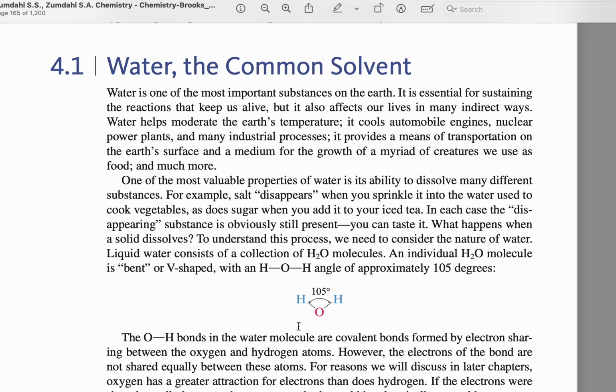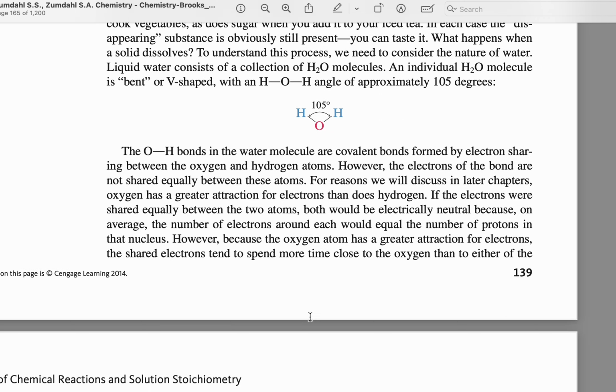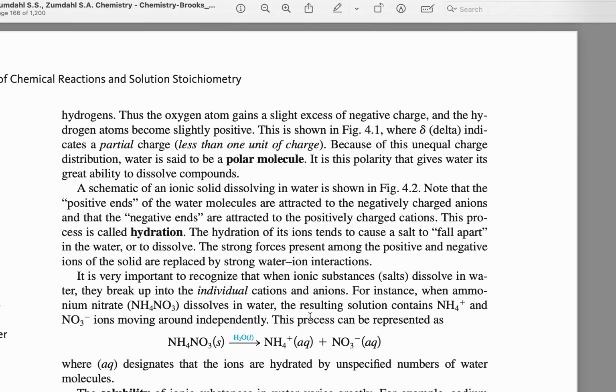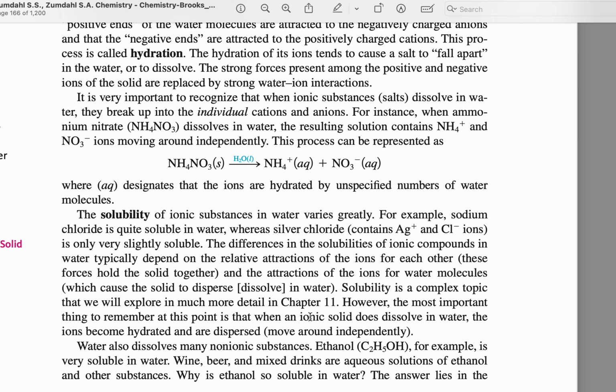This means that the overall molecule is very polar. The side of the hydrogen atoms is positive, or we say partially positive, and the side of the oxygen is partially negative. So that's the definition of a polar molecule.